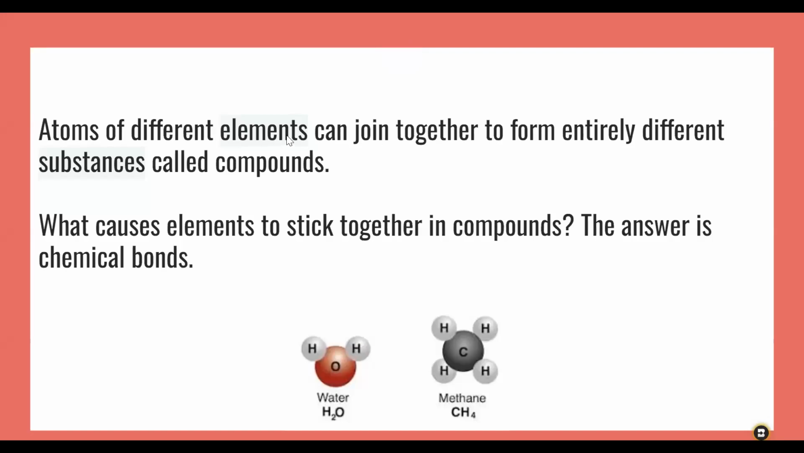So atoms of different elements can join together to form entirely different substances called compounds. So what causes them to stick together? You saw one of them, like you saw the bond holding them together. Okay, that's one type, one way of them joining together. Like you saw in the simulation, that's how they become stable, by joining, forming that chemical bond that is holding them together.